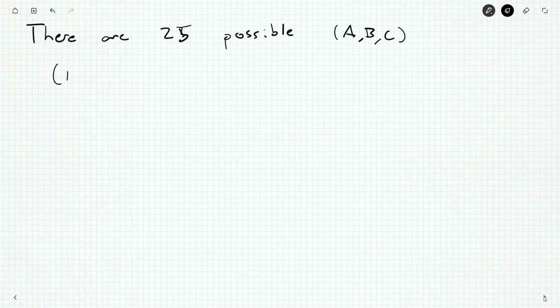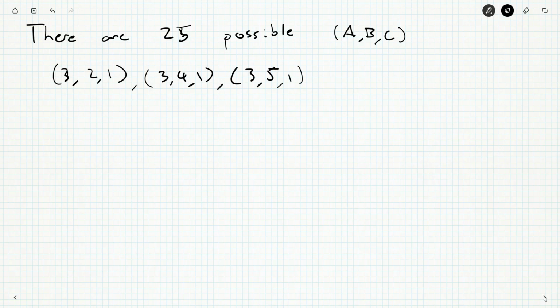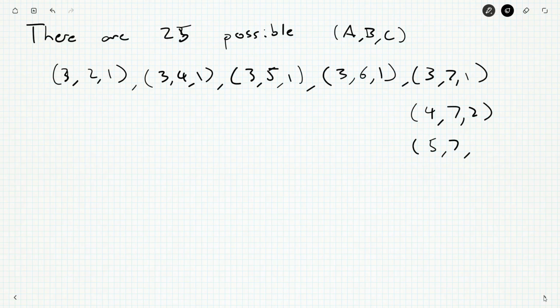And if you wanted to, you could honestly write them all out. I'm not going to because there's 25 of them, but that's entirely possible. You could certainly do that. What the heck, I got time. Let's write them out. It'll be 4, 7, 2 here. It'll be 5, 7, 3 here. It'll be 6, 7, 4 here. And it'll be 7, 6, 5 here.